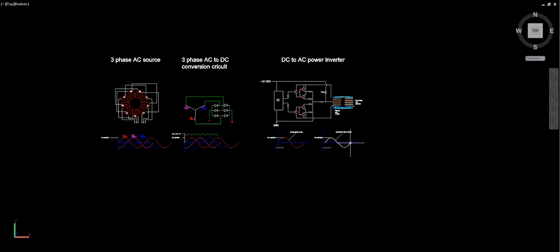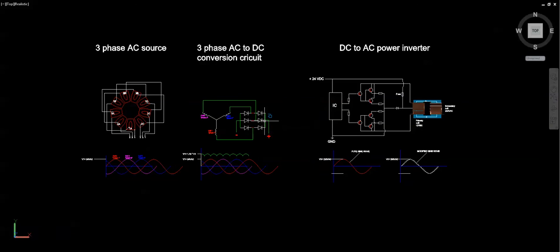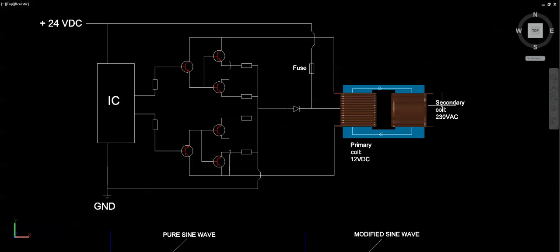This is it. I have now described the complete flow of the energy from our source, our three-phase generator, to the output of the transformer on our power inverter over here.